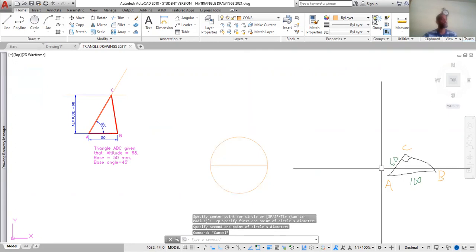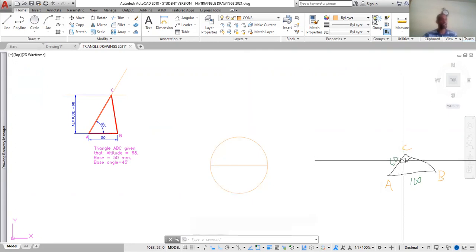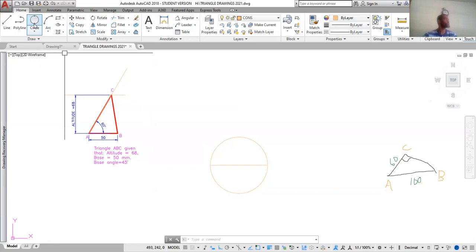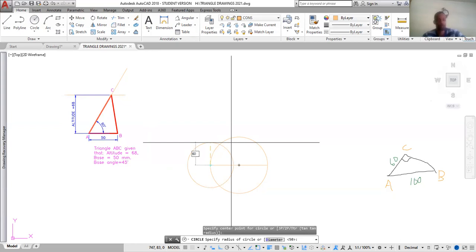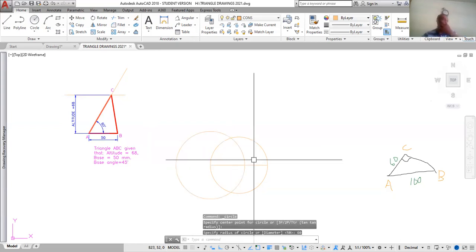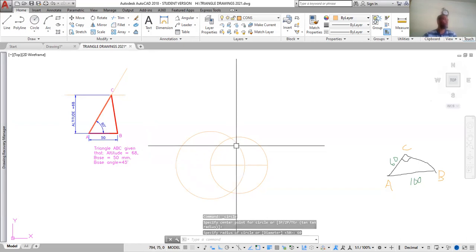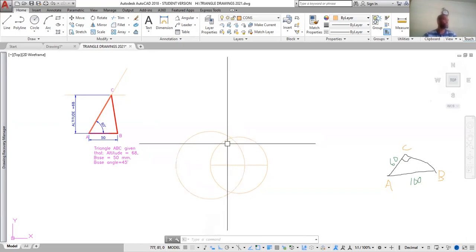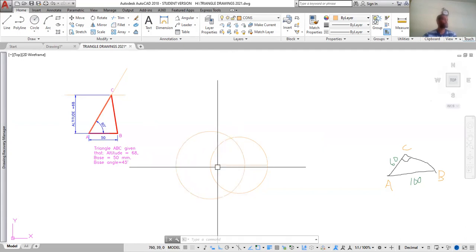Next step is to scribe an arc or draw a circle of radius 60 millimeters. I don't really like to use arc. I prefer to use circle instead of arc. So I'm going to draw a circle, click on circle, center start, click here, then type 60, enter for the radius. And the point where these meet is the center.